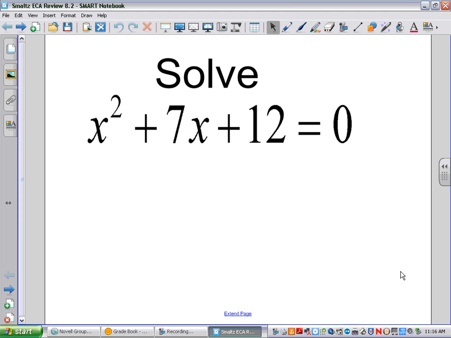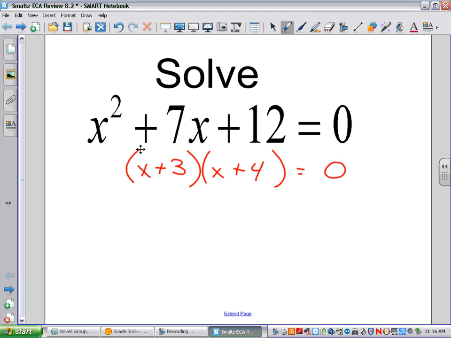When it's set up like this, what you want to start off by doing is factor it. And it factors into two binomials. Remember, you want to get two numbers that multiply to make 12, and they have to add up to make that 7. So that would be 3 and 4. So (x + 3)(x + 4) = 0. So you have two sets of parentheses equaling 0.